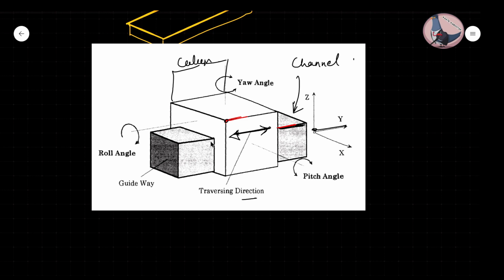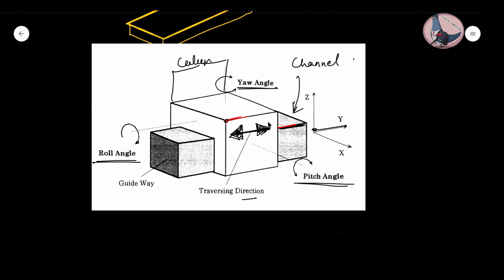Now, when this post moves, there can be three types of problems, three types of rotation. What can happen? Yawing, pitching, rolling. Yaw, pitch, roll. Because of these angular deviations and the inertia of the column post, there can be some deviations. Fine. So you have to take care of these things.